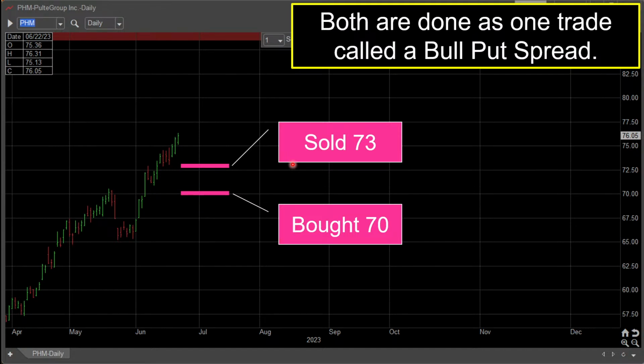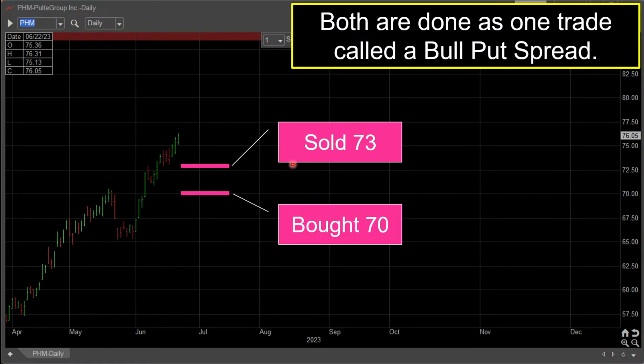Why? Because number one, it's something you do when you're bullish. Number two, you do it on puts, and spread just means you're trading two options at different strike prices. In this transaction, I'm selling a $73 put, and I'm buying a 70 as insurance. I'm doing this in one transaction.